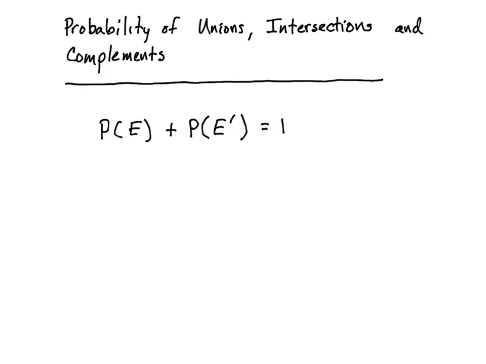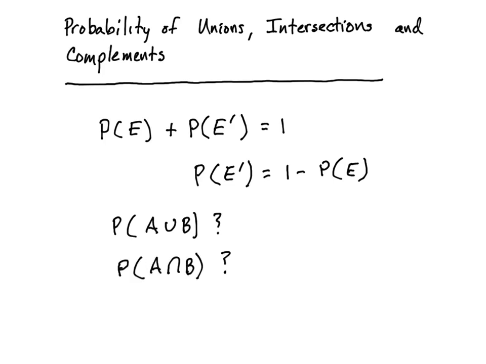And so this is useful in a slightly different form. If we're looking at the probability of something not happening, we can calculate the probability of it happening and then subtract that from 1. So very often when we're doing probabilities, it might be easier to look at the probability of something not happening, and then when you subtract that from 1, you get the probability of it happening.